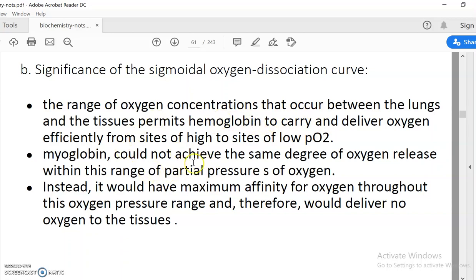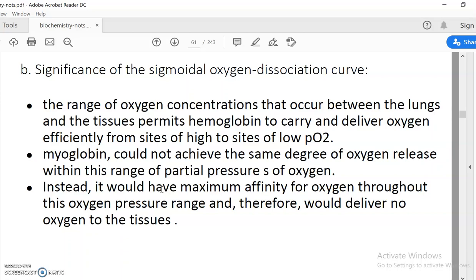Myoglobin could not achieve the same degree of oxygen release within this range of partial pressure of oxygen. Instead, it would have maximum affinity for oxygen throughout this oxygen pressure range and therefore would deliver no oxygen to the tissue. الفرق ما بين الهيموغلوبين والمايوغلوبين.